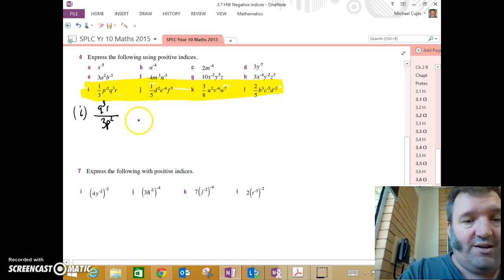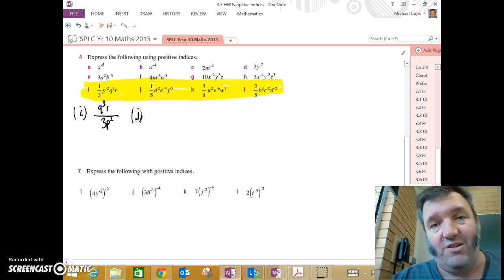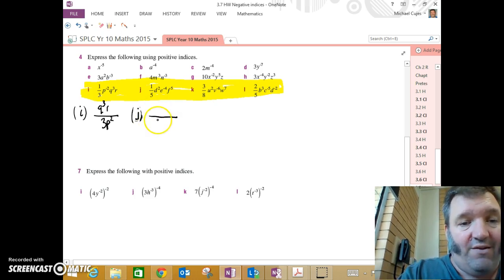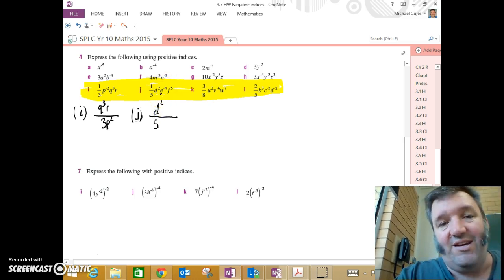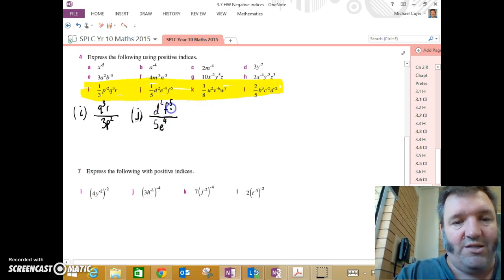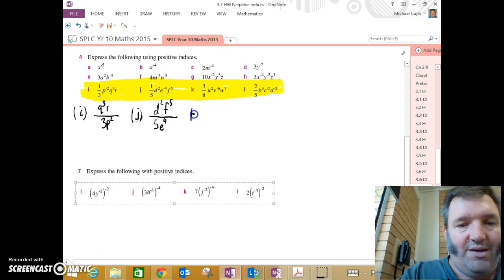Not so bad. Let's have a look again at J. If you hear me curse on the video, it's the pen. It's not that I don't love you. All right, 5 in the denominator here. D squared in the numerator doesn't need to do anything. It's already positive. The E has a negative index. Let's make it positive, moving it down to the bottom. F has a positive index, so it remains where it is in the numerator. I think you get the idea.